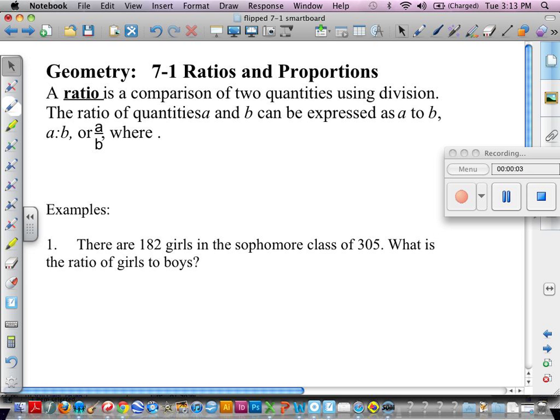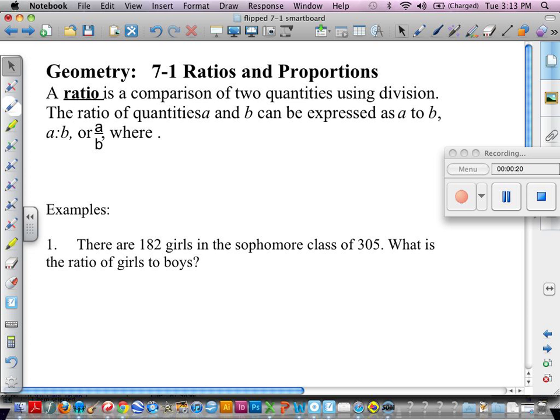Hello, geometry students. Today we are going to start chapter 7, which is on proportions and similarity. In chapter 7-1, we are going to learn about ratios and proportions. A ratio is a comparison of two quantities using division.